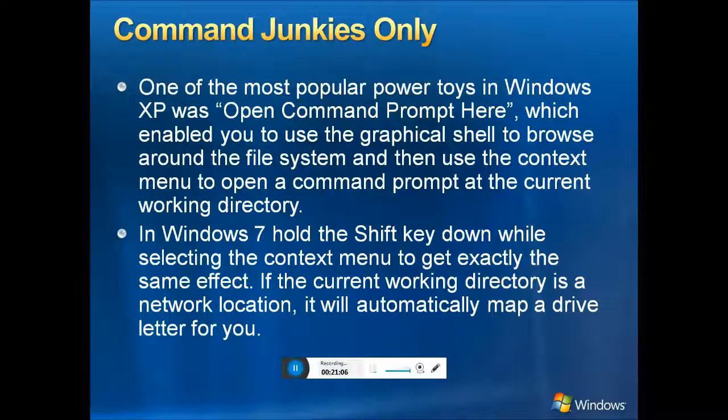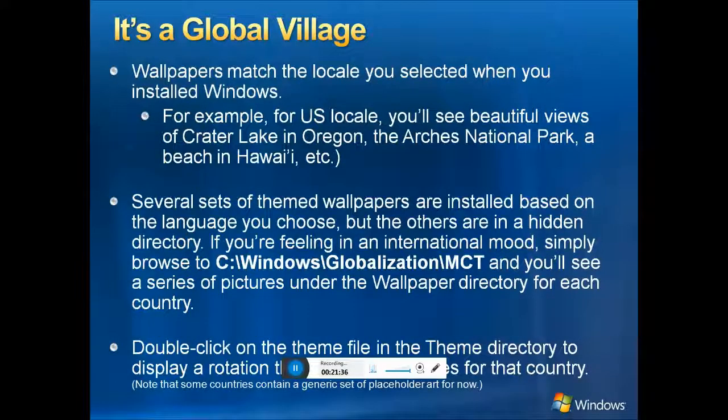Command junkies. One of the most popular power tools in Windows XP was the Open Command Prompt Here app, which enabled you to use the graphical shell to browse around the file system and use the context menu to open a command prompt at the current working directory. In Windows 7, hold the Shift key down while selecting the context menu to get exactly the same effect at the current working directory. Networking also will automatically map a drive letter.